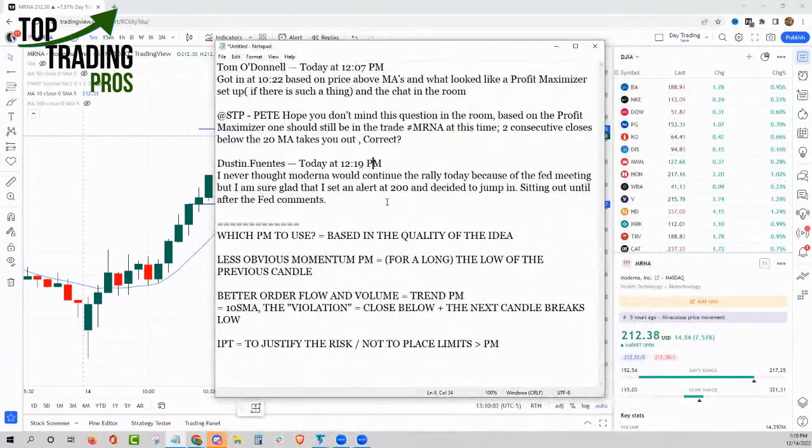The other part that I want to talk about here, though, is set an alert to get back in at 200 and decide to get back in. Whether you use an alert or a buy stop, this is a great habit to develop. So great job on that, Dustin.